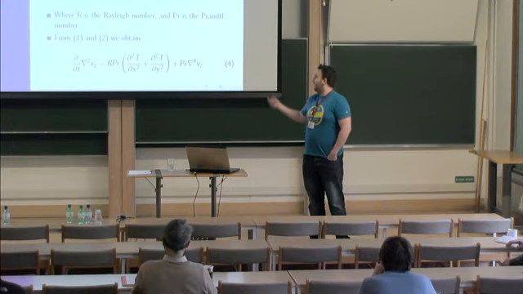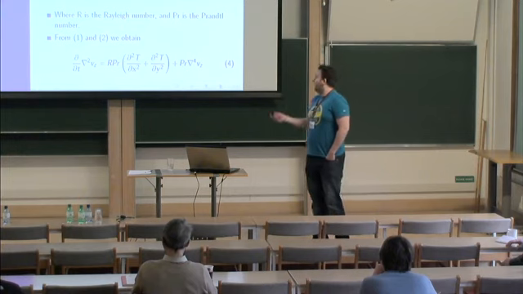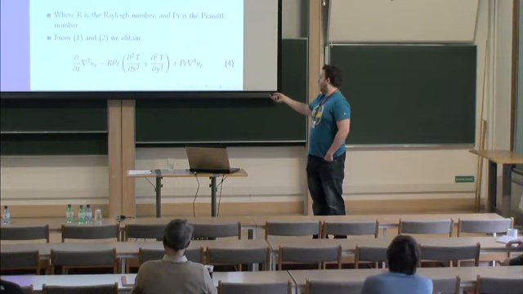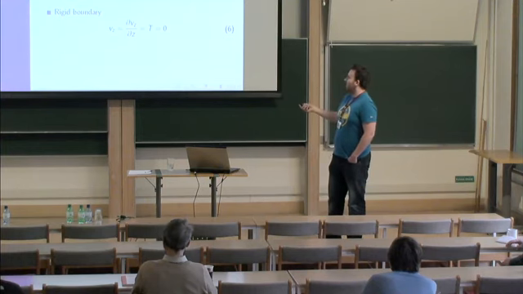And then we can write down the linearized form of the equations here, where R is the Rayleigh number and Pr is the Prandtl number. From equation 1 and equation 2, we can combine them to get equation 4 out here, and it's equations 3 and 4 we're going to try and solve to find out the onset of instability for this system.